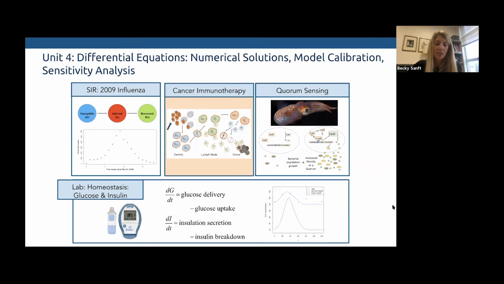The lab in this unit is so much fun. Students really get into this one. So we have them eat jelly beans, or consume some sort of sugar very quickly. And then they take glucose measurements. And so we go through the model formulation. What's interesting about this one is, they can't measure insulin, but the model gives them a sense of what that looks like over time for insulin levels.